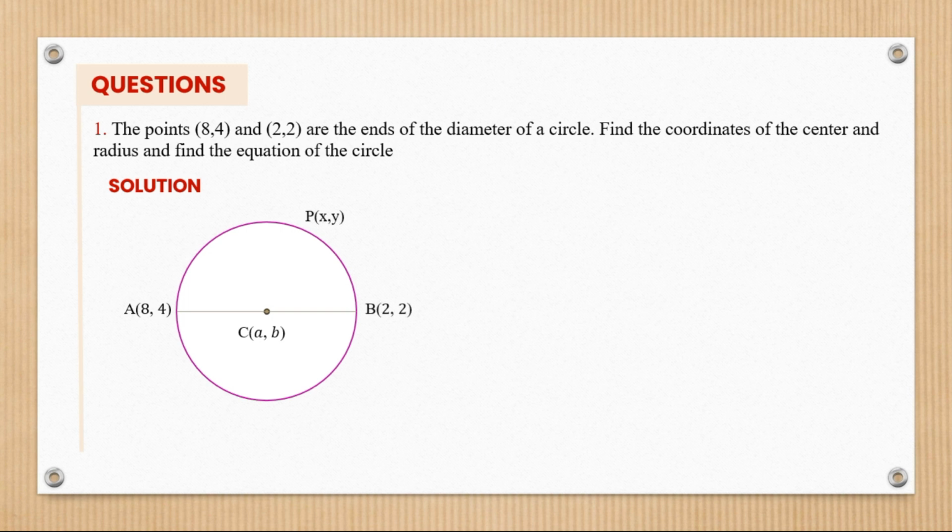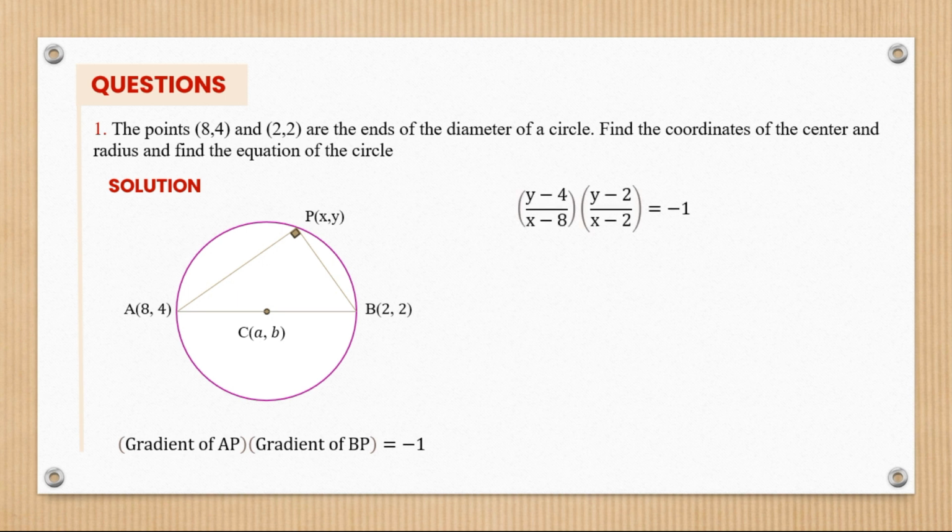Then we shall have a point P(x, y), to which all these points join, and we have a right angle there. Now we have to remember the gradient of AP times the gradient of BP shall be equal to -1. So what shall we have now? The gradient of AP is (y minus 4) divided by (x minus 8), times the gradient of BP, which is (y minus 2) over (x minus 2), all being equal to -1. When I cross multiply, this is what I have.